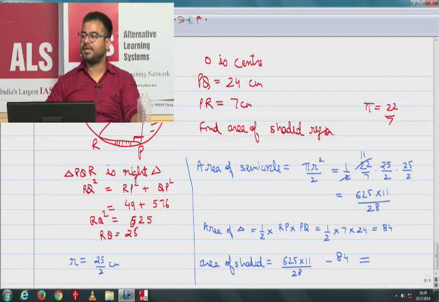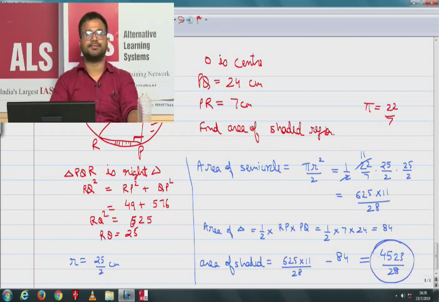Yes, Kohima, that is right. So Kohima has given the answer 4523 divided by 28, and this is the correct answer. I hope all of you got it. Senapati, now you got it?